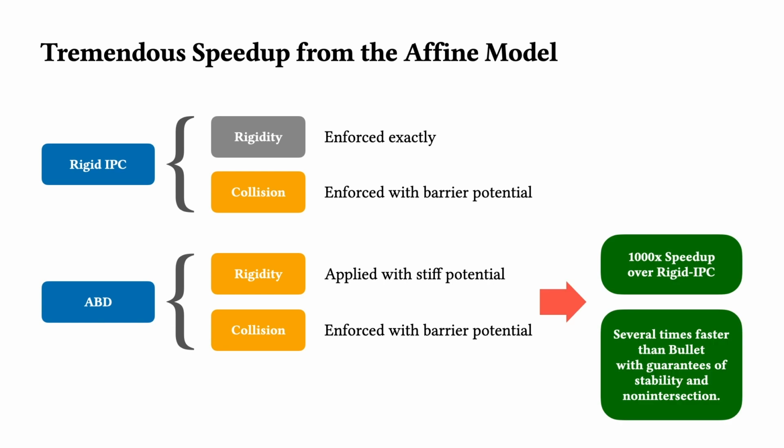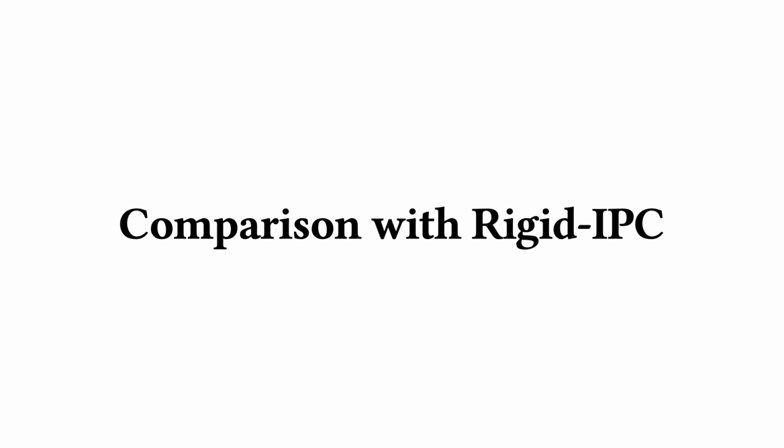In turn, this gives ABD on average a 3-order-of-magnitude speedup when compared to rigid IPC, and up to an 8 times speedup when compared to fast rigid body solvers like Bullet. At the same time, ABD maintains stable and intersection-free trajectories at all time step sizes. Let's begin with the side-by-side comparison between ABD and rigid IPC.